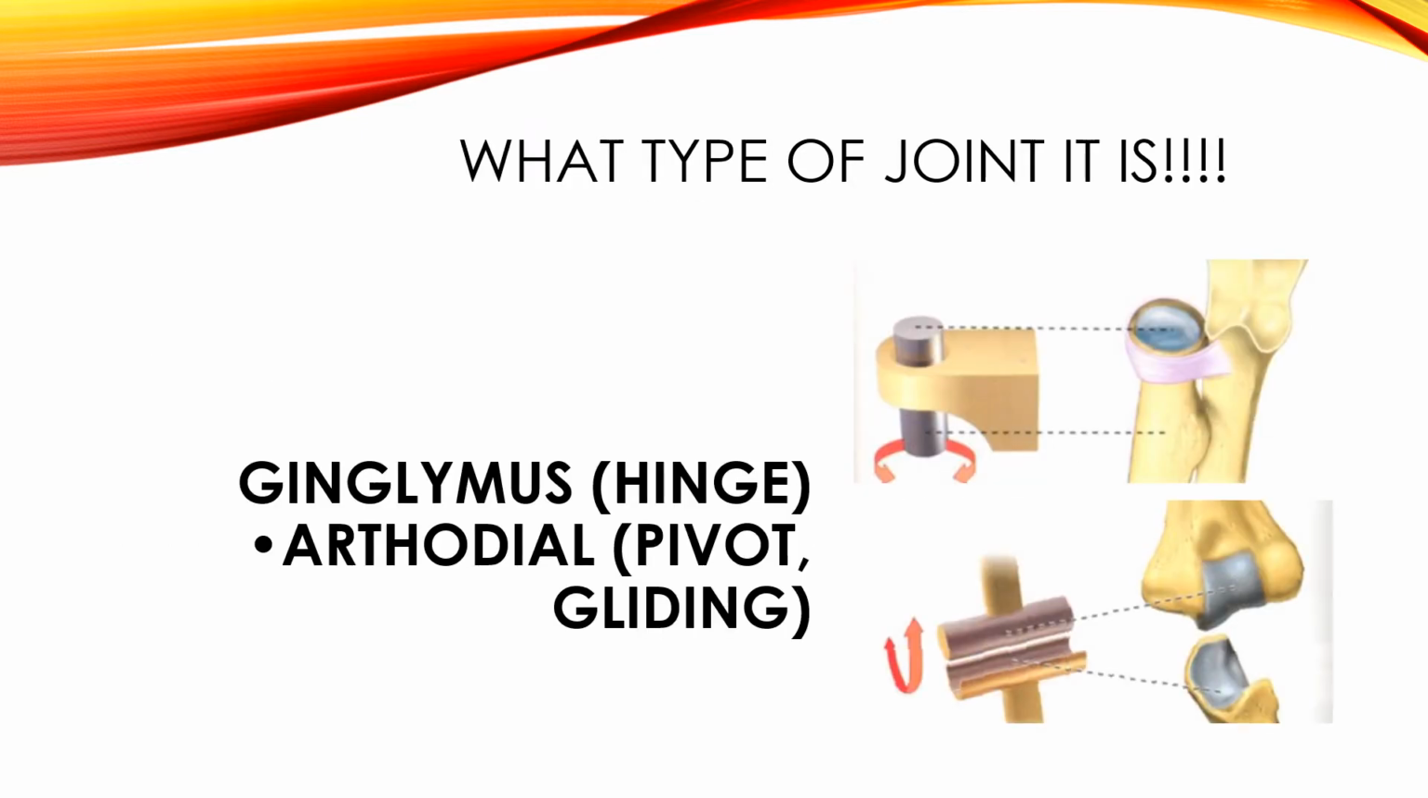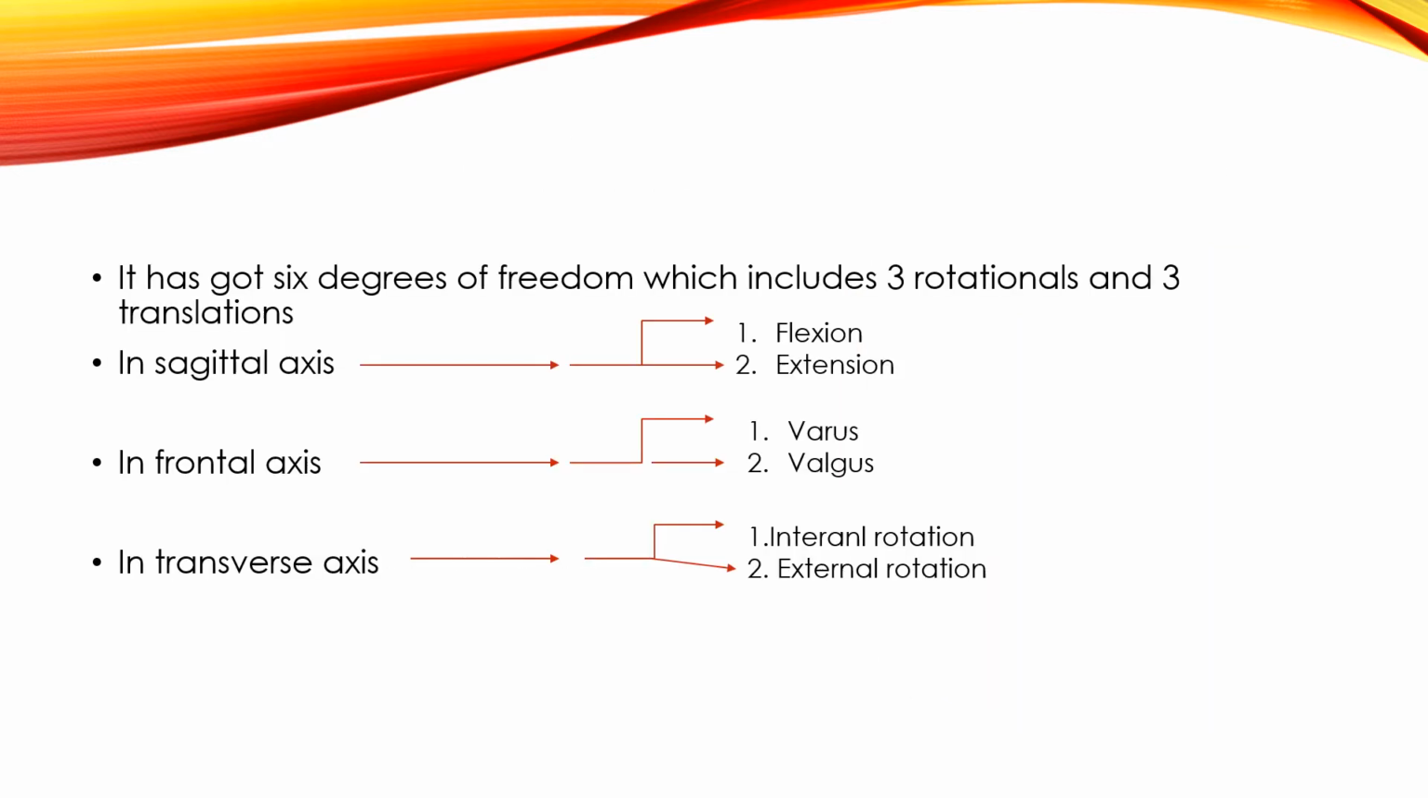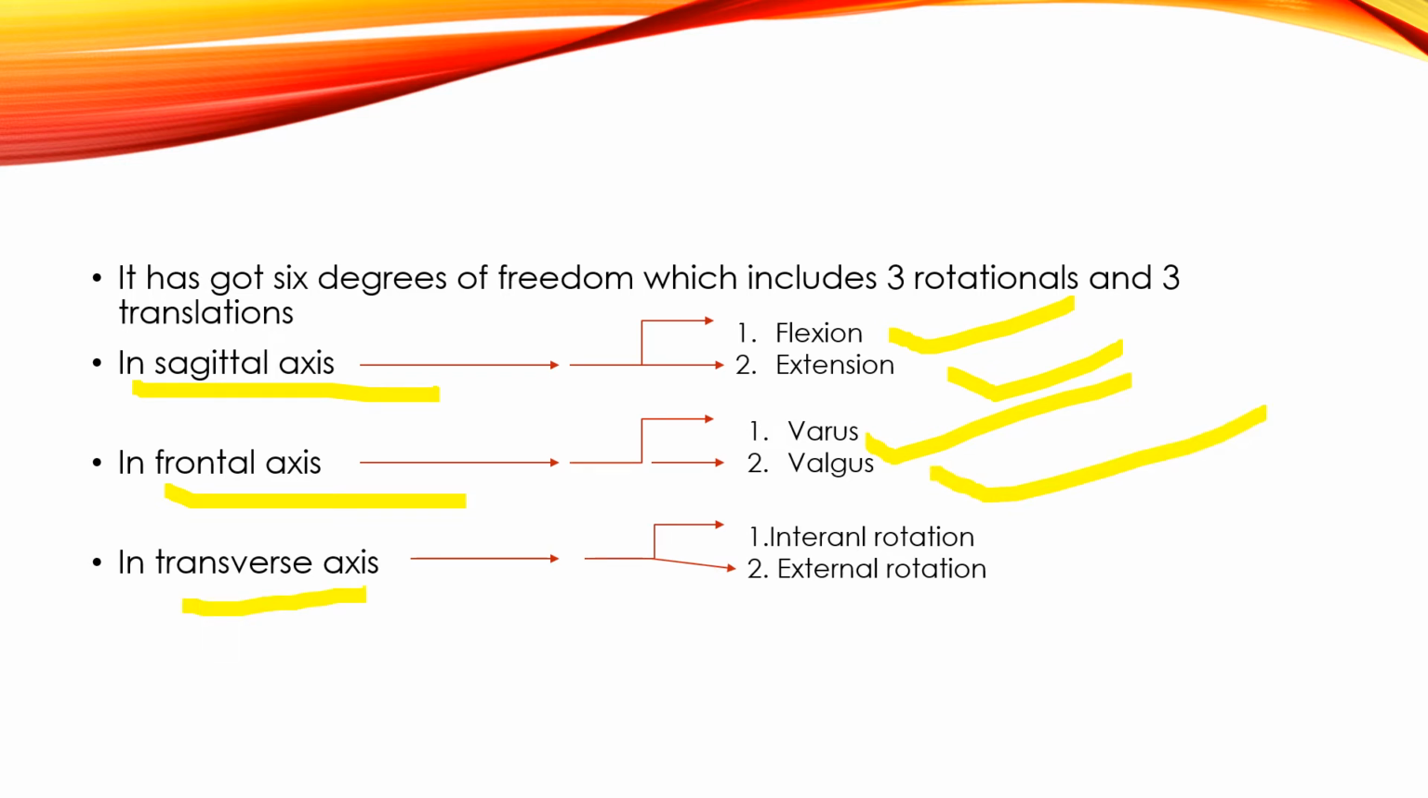So what type of joint is it? The knee joint is not only a hinge joint, it's an arthrodial joint where you will see pivoting as well as gliding movements. It has 6 degrees of freedom, which includes 3 rotational and 3 translational. In the sagittal plane you will have flexion and extension. In the frontal plane you have varus and valgus, while in the transverse plane you have internal rotation and external rotation.